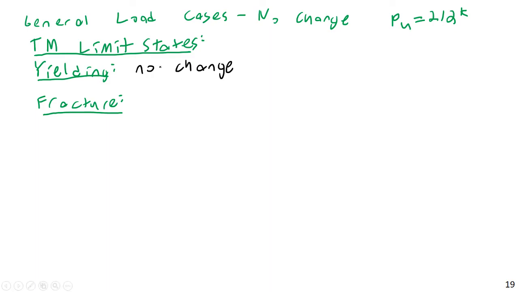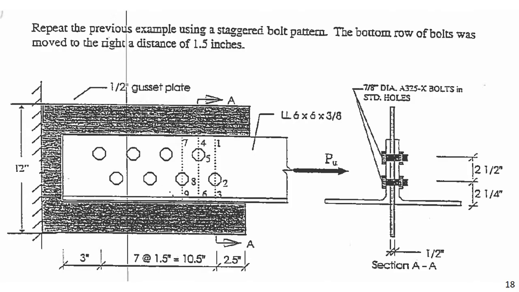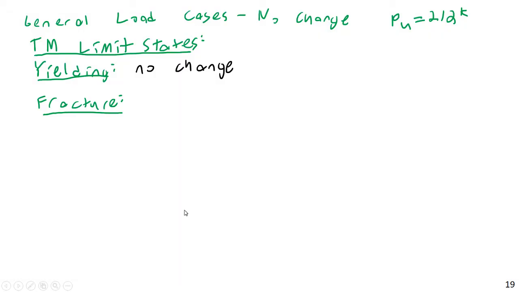Fracture here, and let's see, the connection links are going to be a little bit different here. So we have 7 bolt spaces, 1, 2, 3, 4, 5, 6, 7, each at 10.5 inches. So our connection length is going to be a little bit different as well. So here, fracture, remember our equation here, is going to be phi Pn.